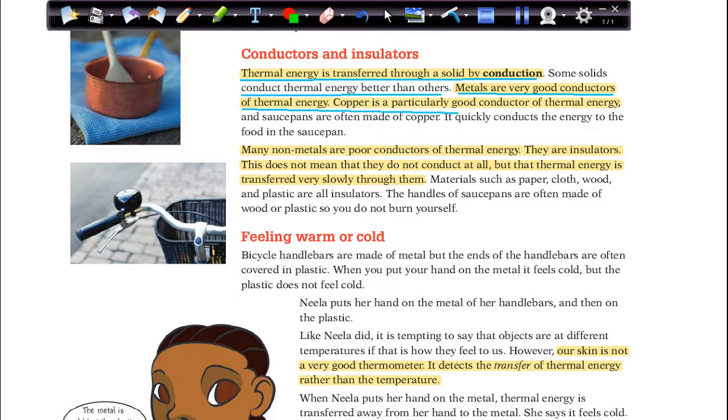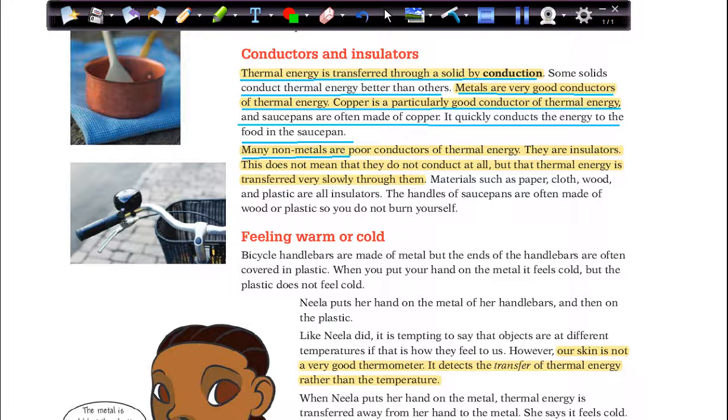Copper is a particularly good conductor of thermal energy, and saucepans are often made of copper. It quickly conducts the energy to the food in the saucepan. So that's why they use copper or sometimes aluminum in saucepans, because they conduct energy so quickly. They allow the energy to pass through them very quickly.